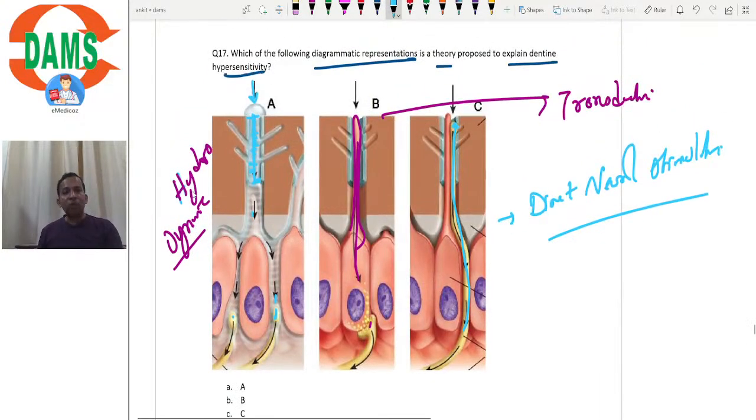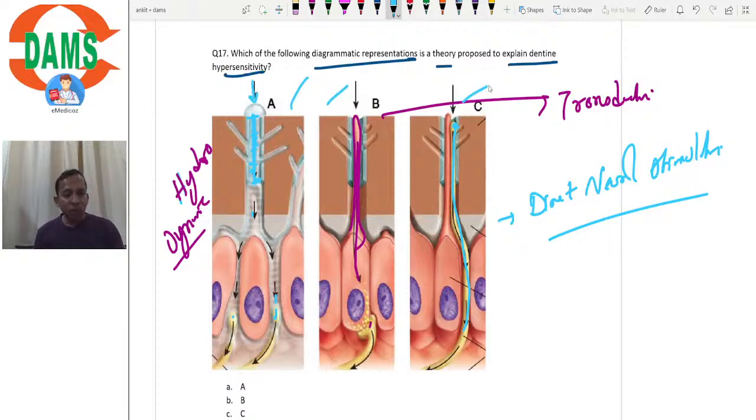Once again, take a look at the question. Which of the following diagrammatic representations is a theory proposed to explain dentine hypersensitivity? Now the question is not asking which of these is the correct theory or the most accepted theory. It is simply asking which of these are the theories proposed to explain the dentinal hypersensitivity, isn't it? So all these theories were presented to explain dentinal hypersensitivity. Whether they were accepted or not is not the concern of this question, isn't it? The question is not asking about which is accepted and which is rejected. It is simply asking which were proposed.